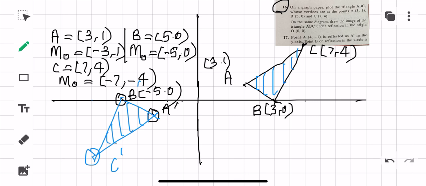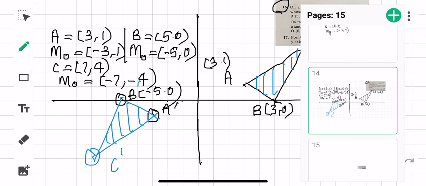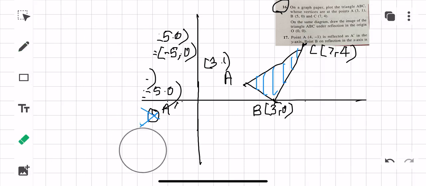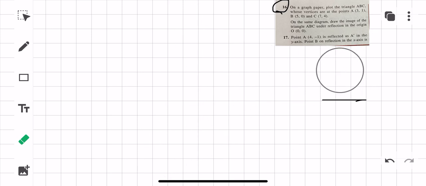We'll be now moving to question number 17. In question number 17, the question says, see, point A, that is 4, -1, is reflected as A dash in y axis. Okay, so this is what is happening. It is getting reflected as A dash. Now what you have to do, see, A dash in y axis, point B on reflection in x axis is mapped as. So this question is also very easy and direct, children. So this also you can be taking as homework.